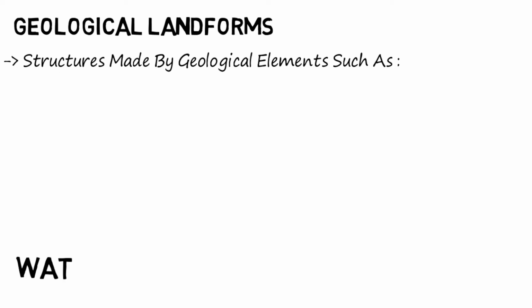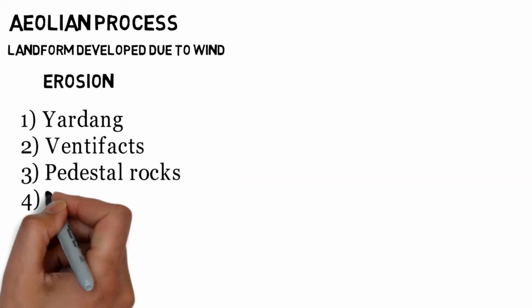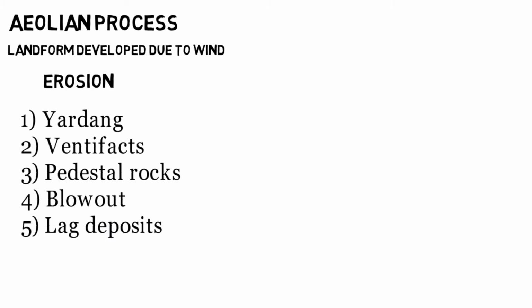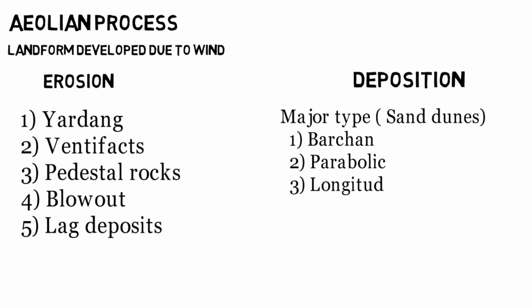Geological landforms. We can simply say structures made by geological elements such as water, wind, glacier, etc. In this video we are going to start with landforms developed due to wind erosion. Landforms are yardang, ventifacts, pedestal rocks, blowout and lag deposits. And depositional landforms are major type sand dunes: barchan, parabolic, longitudinal, star dune and dome.